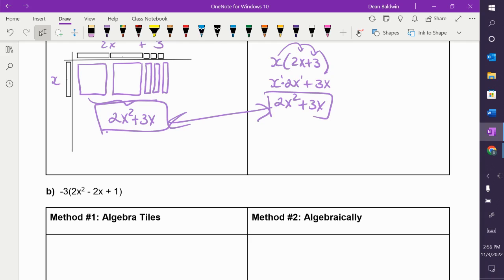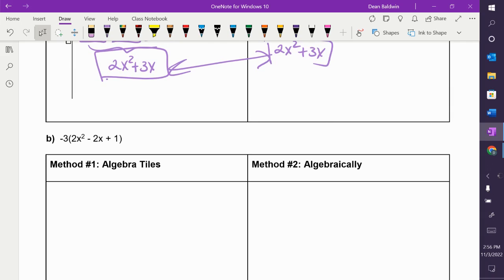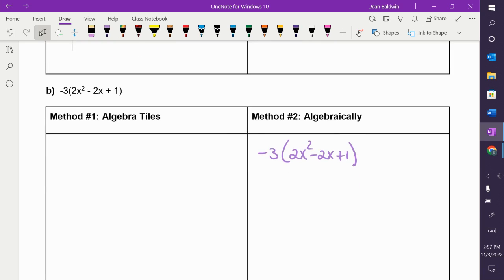Okay, we're going to do it again. The one right below it, we'll do it algebraically first. Negative 3, any number that is outside of the brackets gets multiplied by everything inside the brackets. You don't have to show all the steps, but it would probably be helpful if you did it first.